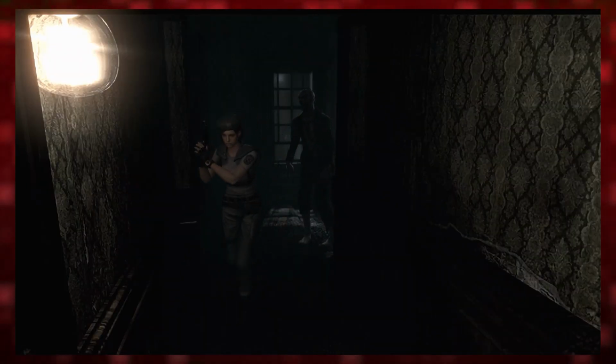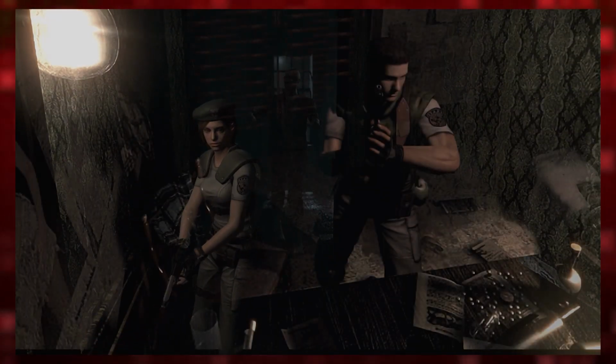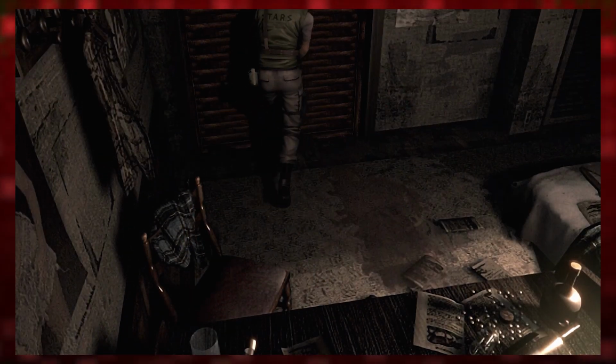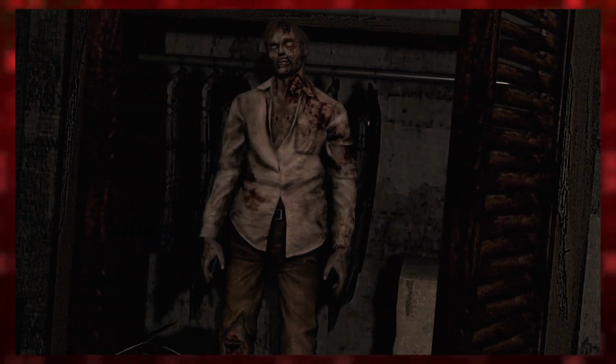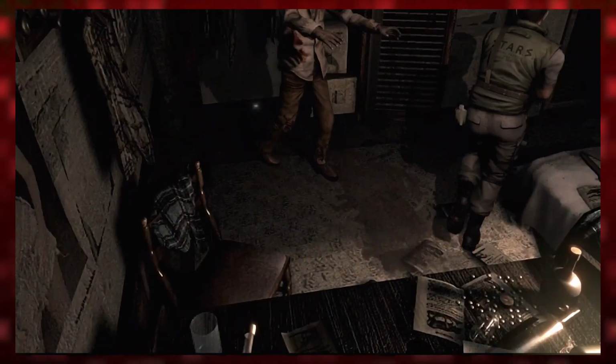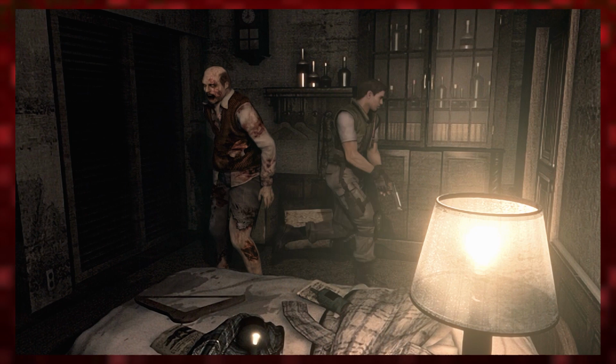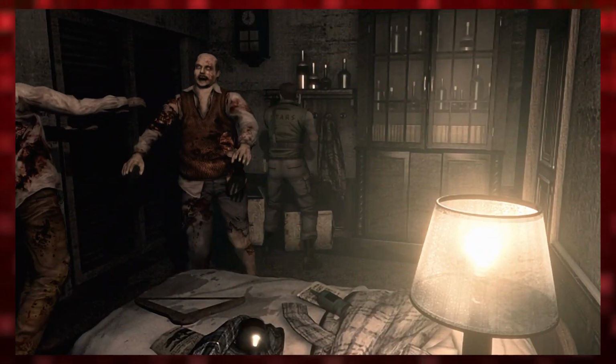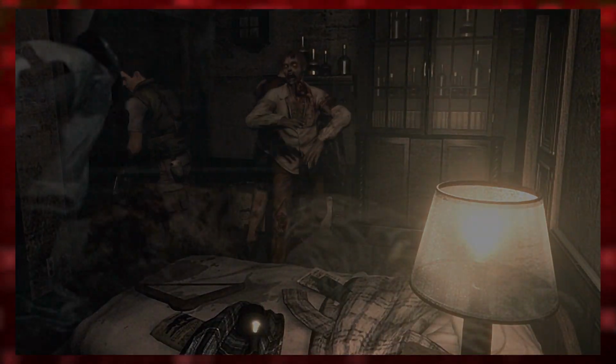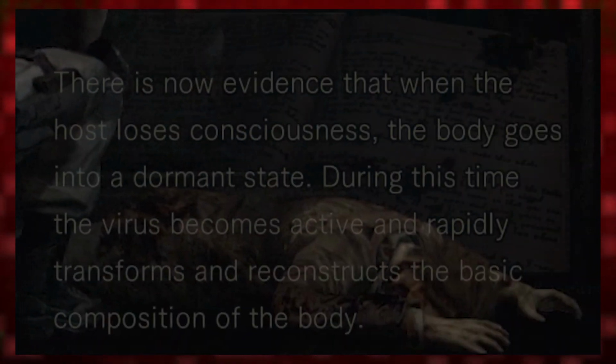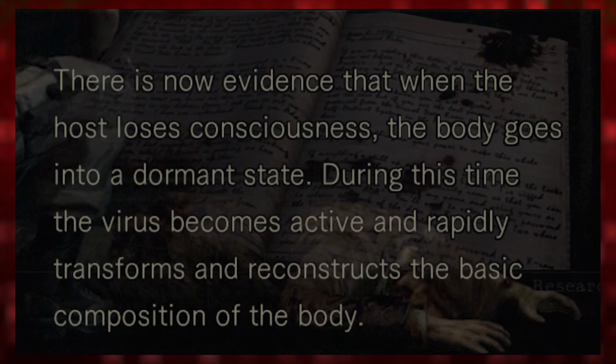However, this constantly driving hunger isn't the only thing that makes the zombies of the Spencer estate so formidable. Due to the effects of the Epsilon strain of the virus, an odd phenomenon would occur within individuals who had been infected. If, for some reason, the hosts were to lose consciousness, say from taking a lot of physical damage, their body would go into a dormant state.